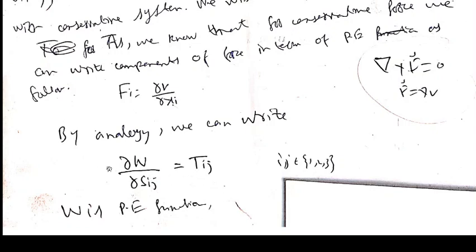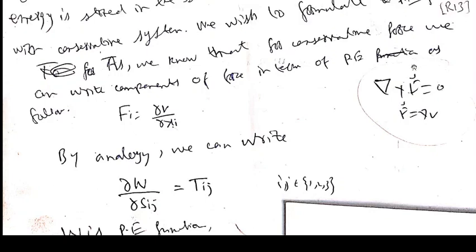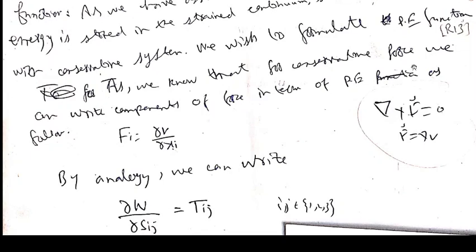Now we have this equation from here, and this is coming from curl F equal to 0. And why is this so? Because we have a conservative force and a conservative system. That conservative system came from our supposition that all the expended energy is stored within the continuum.